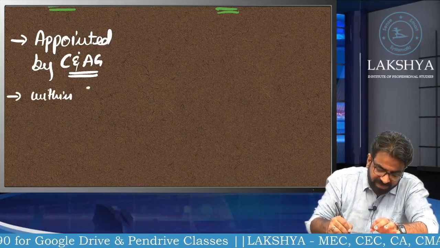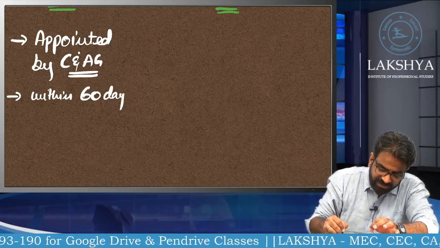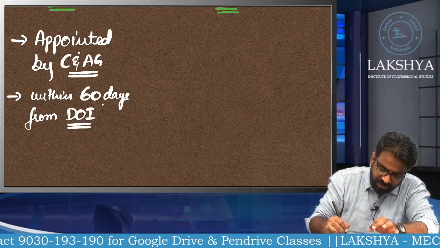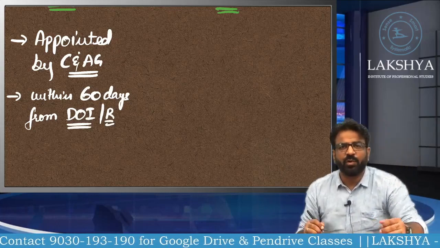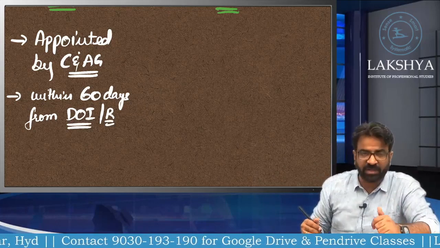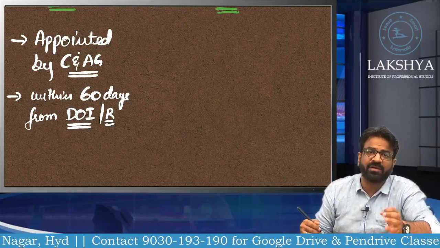Within 60 days from the date of incorporation or date of registration. Who will appoint? C&AG. Point number two, within how many days? 60 days from the date of incorporation or the date of registration of a company.